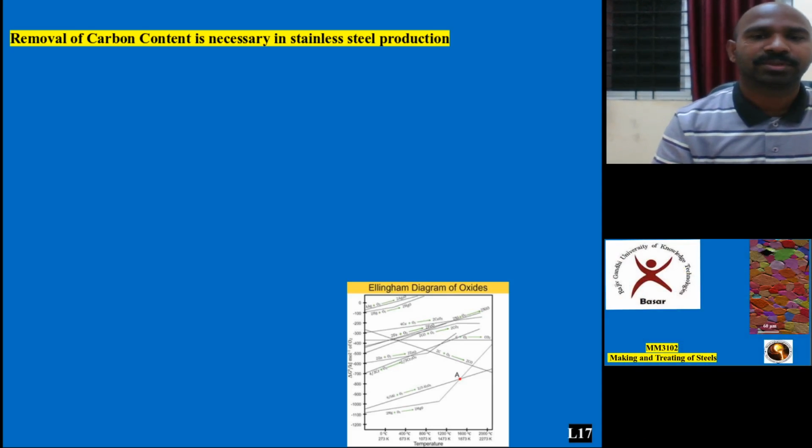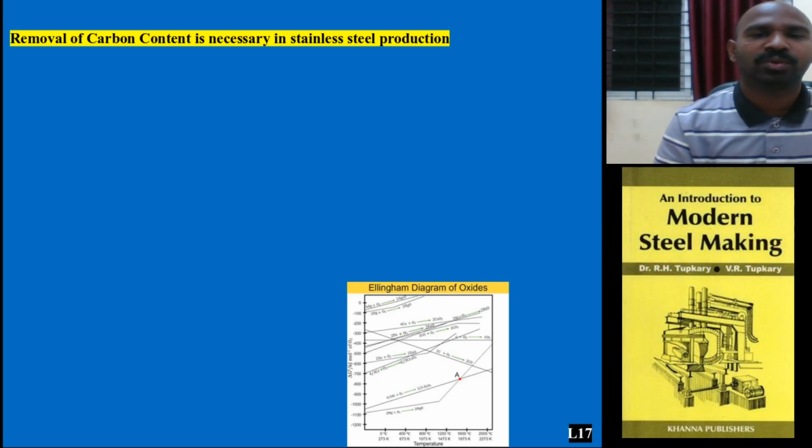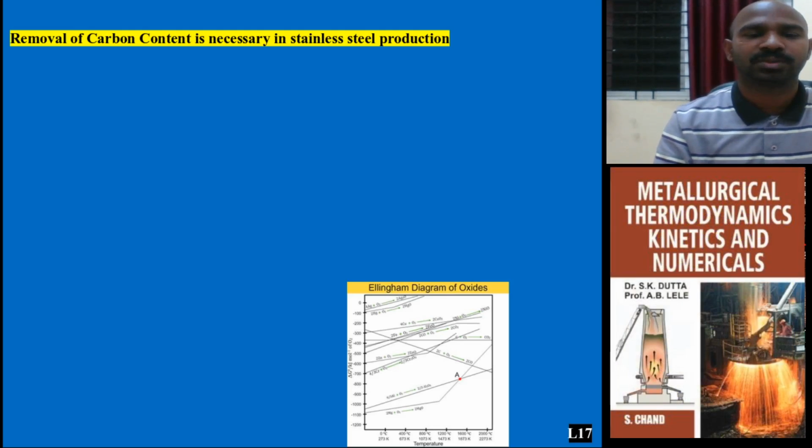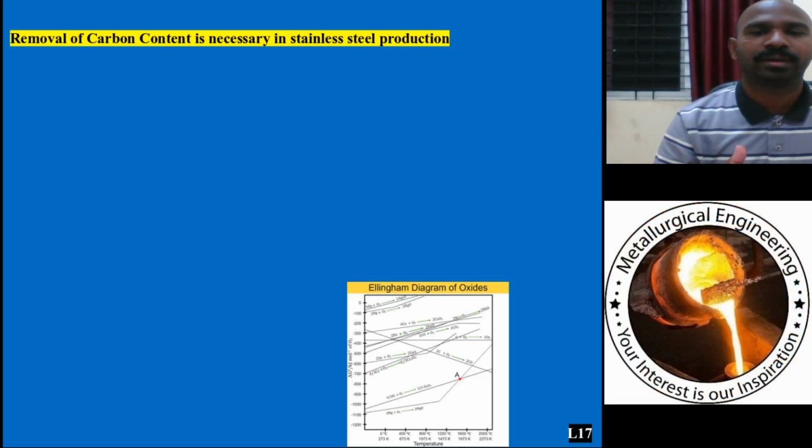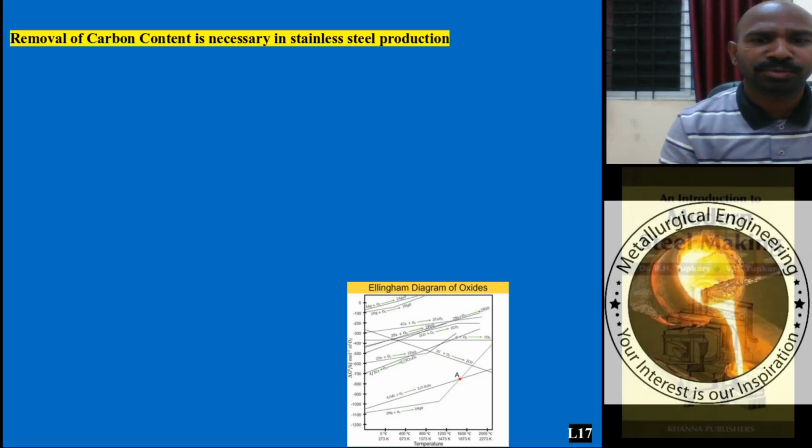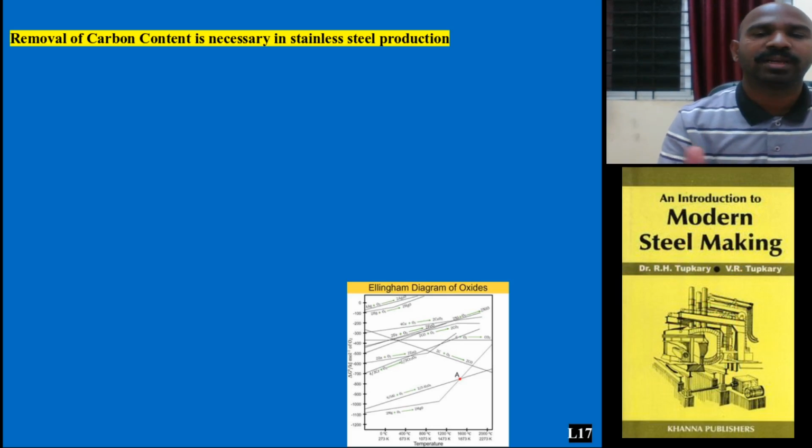As we all know, in the iron production process the carbon content is around 3.5 to 4.5 percent. When it comes to the primary steel making process, it is brought down to less than 1 percent of carbon. And when going from primary steel making to stainless steel production, for example for austenitic stainless steels, you require around 0.1 percent of carbon.